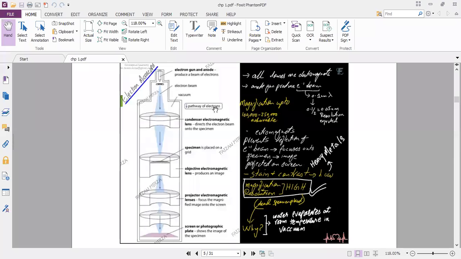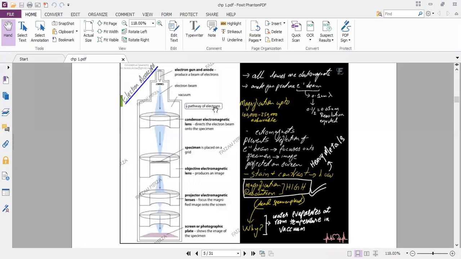But the image will be highly resolved and highly magnified. The magnification achievable is up to 100,000 to 250,000, and the resolution that we can expect is 0.05 nanometer, considering that the electron beam that we are using has a wavelength of 0.1 nanometer only. It's a very small wavelength. The shortest wavelength here is 0.1 nanometer compared to a light microscope, which used the wavelength of 400 nanometer as the shortest wavelength.